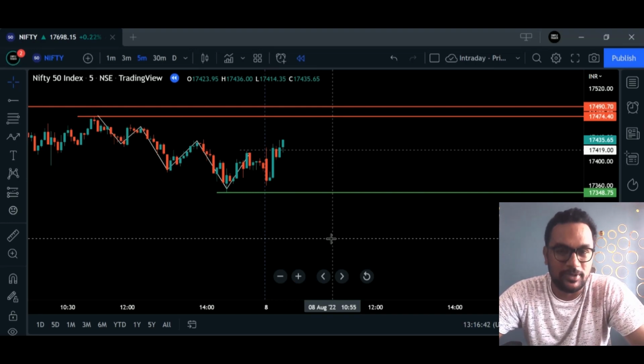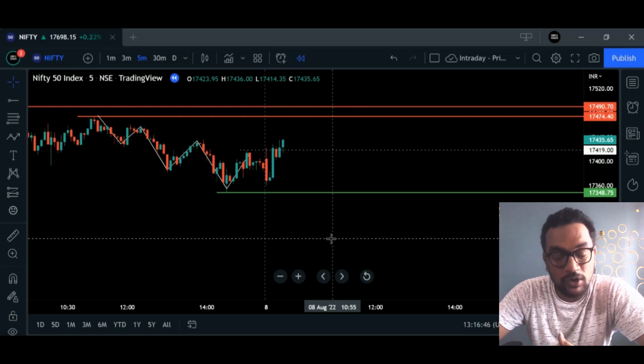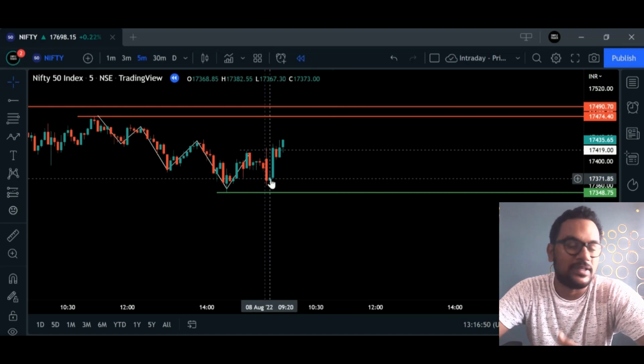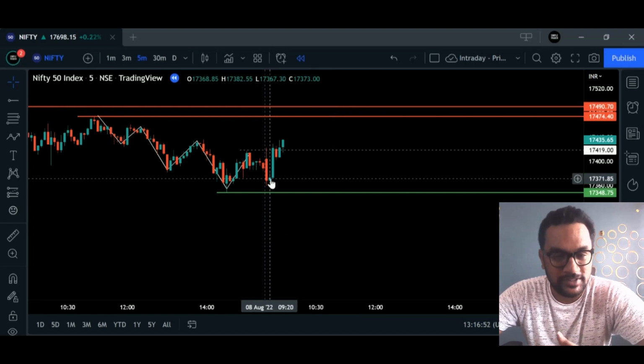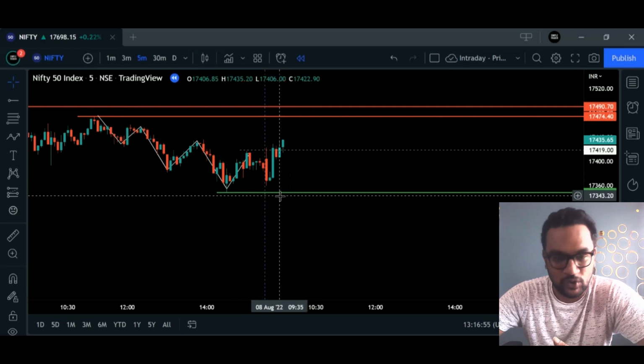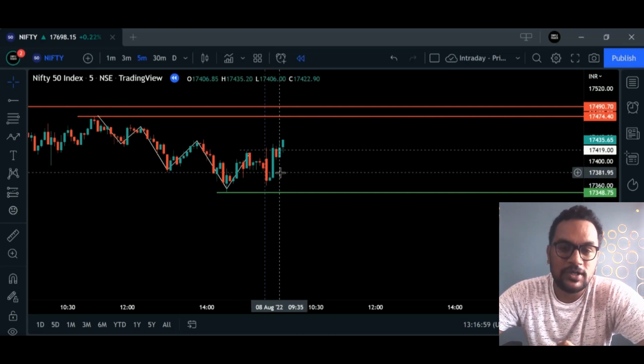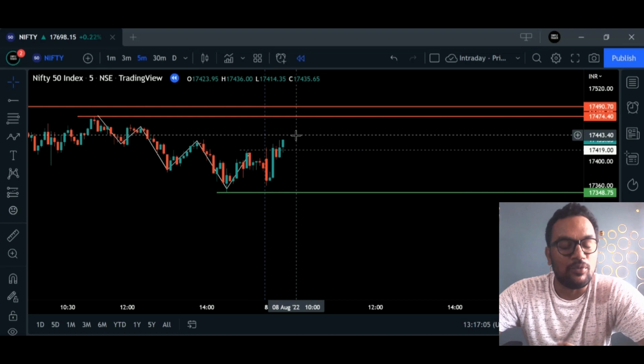So these are the two possibilities. Either the sellers can push the price down, or the buyers will push the price up. In the morning the sellers were not able to push the price down from our higher time frame zone, which clearly indicates that sellers were not in control, so buyers took control here, right? So now what will happen? The price will start to move up.